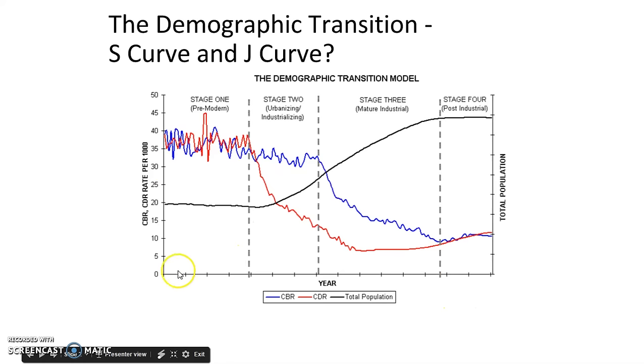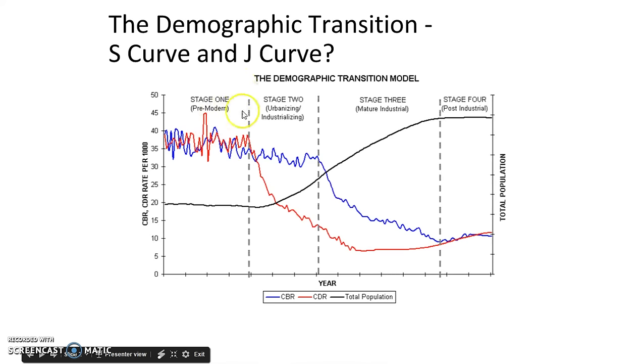Now let's put it on our model. We have our stage 1. In stage 1 we have a high and fluctuating crude birth rate, and a high and fluctuating crude death rate. What that leads to is down here at the bottom we have a low fluctuating natural increase rate, so stable growth down here, basically zero growth as we have war and peace, feast and famine.